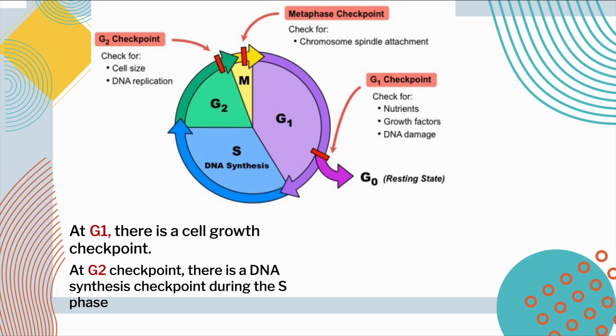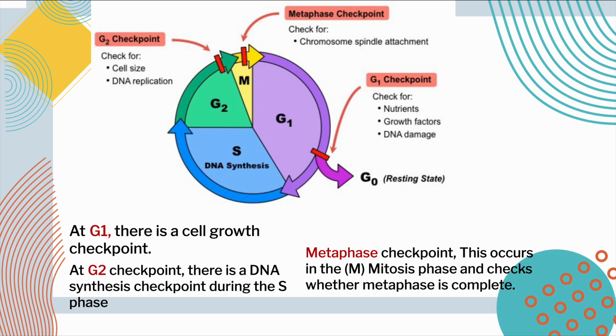At the G2 checkpoint, there is a DNA synthesis checkpoint during the S phase. Here, there is a check to make sure that the DNA has been replicated correctly. If the DNA is replicated correctly, it moves to the M or mitosis phase. The final checkpoint is the metaphase checkpoint. This occurs in the M or mitosis phase and checks whether metaphase is complete. If it is complete, the cell divides and the process repeats.